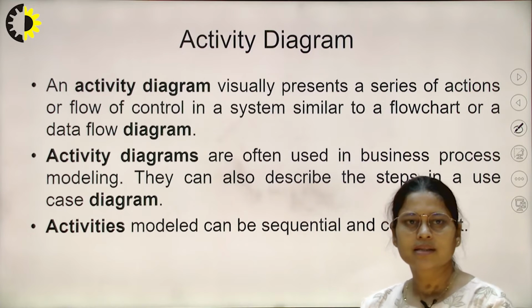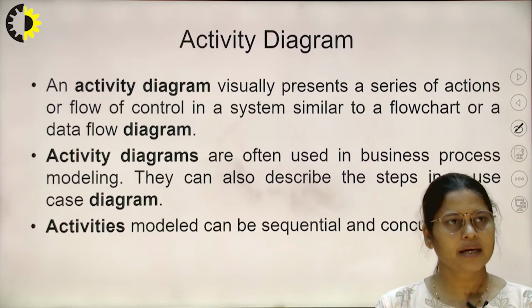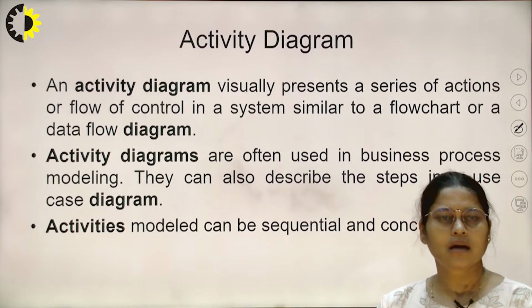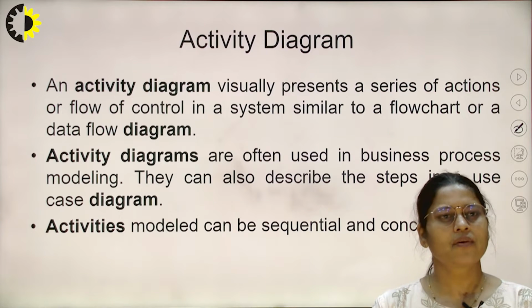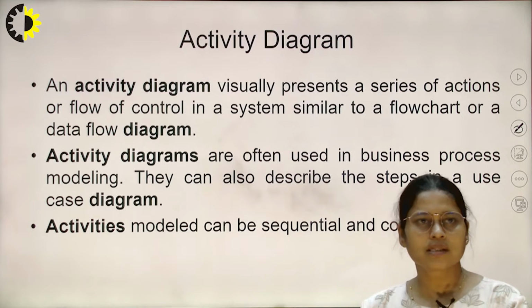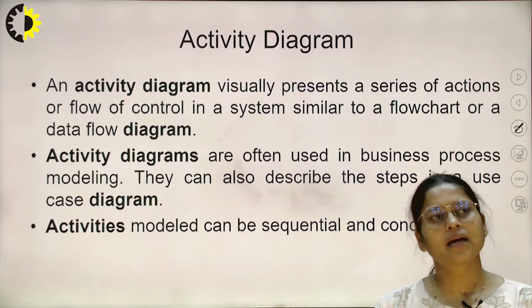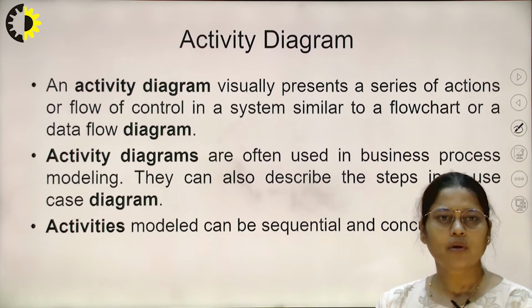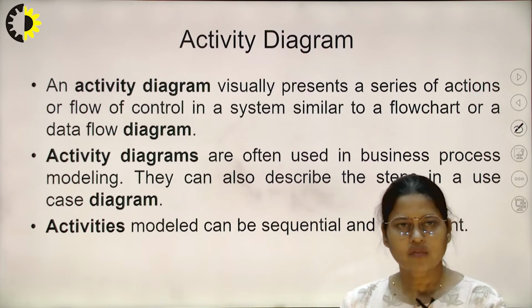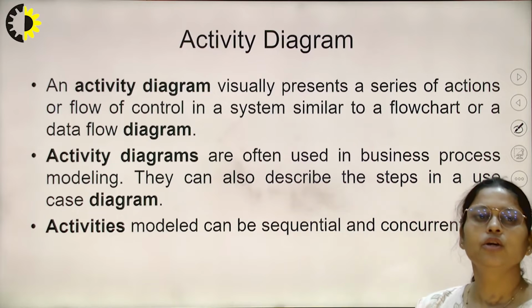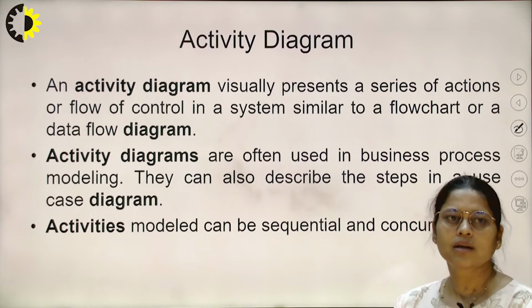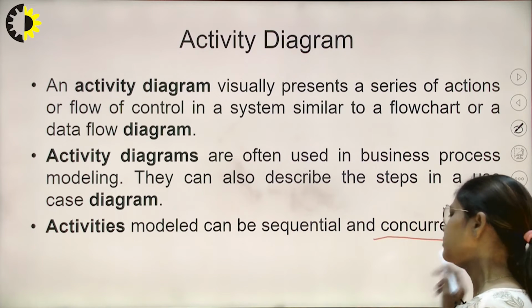First of all, we discuss the activity diagram. Activity diagrams basically present a series of actions or flow of control in the system. We can say it is just like a flow chart or data flow diagram. Activity diagrams are often used in business modeling, and it is one example of the UML approach, the Unified Modeling Language. Activity models can be sequential or concurrent.